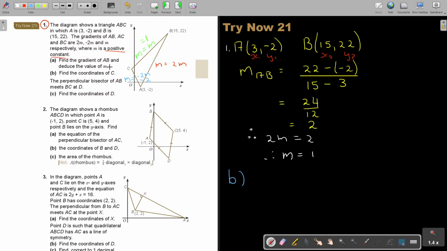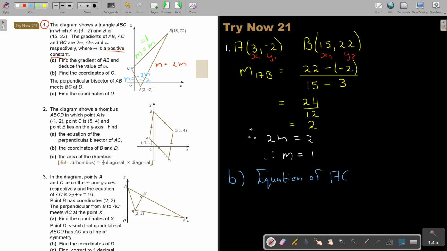Let's look at number B. Find the coordinates of C. So there is C. Now the best approach is, I have the gradient and I have a point. If I find this equation, I have a point and the gradient, and if I find the other equation, that will give the point of intersection. Let's first do the equation of AC.